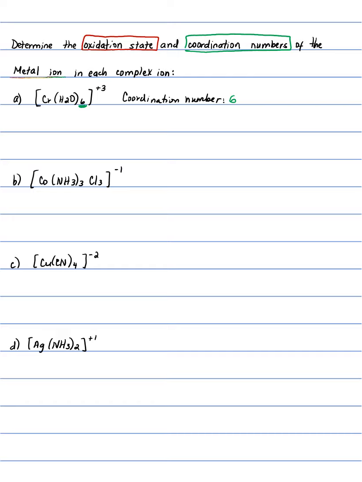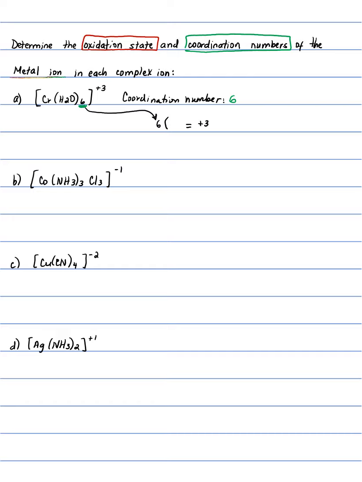Okay? Now, I'm going to write down an equation to solve for that oxidation state for the transition metal. This will be equal to plus 3. And that plus 3 is the overall charge of your complex ion. Now we have 6 water molecules, and each water molecule has a charge of 0.